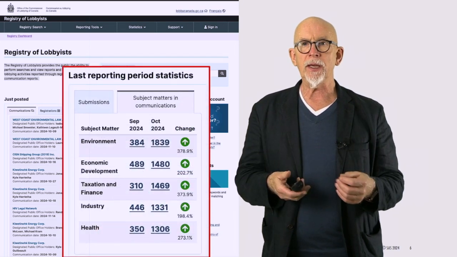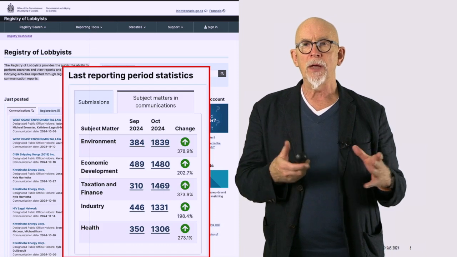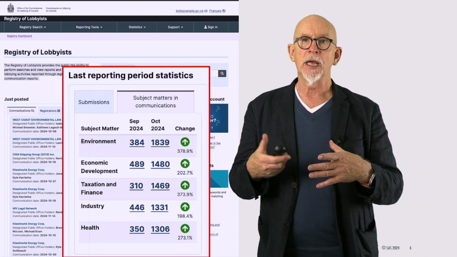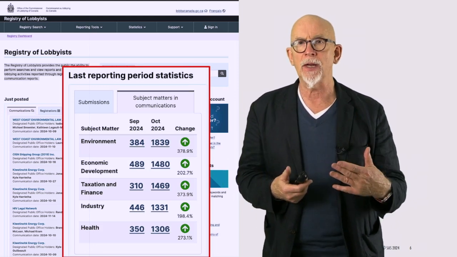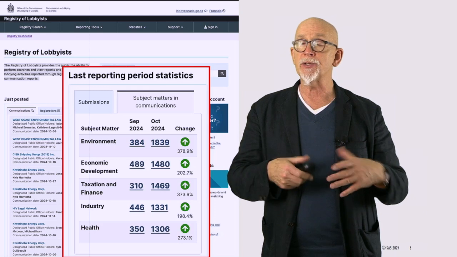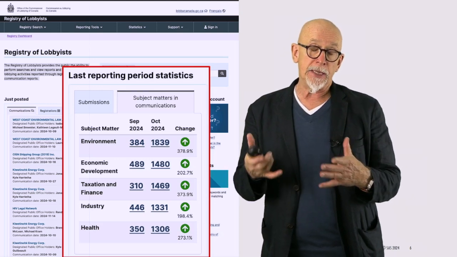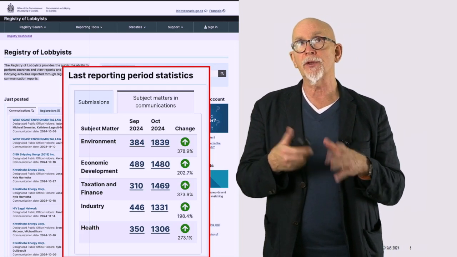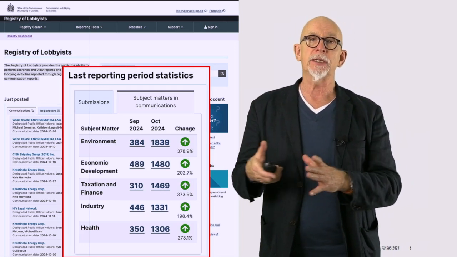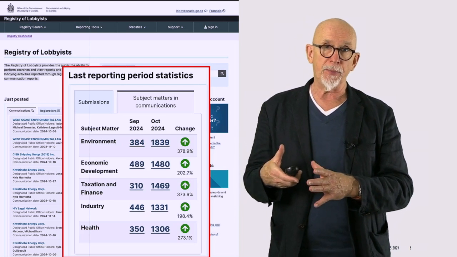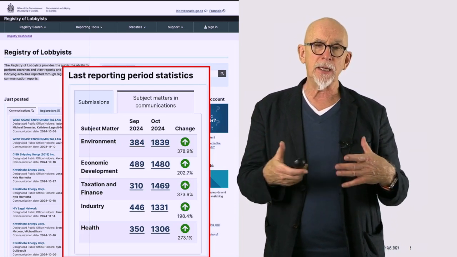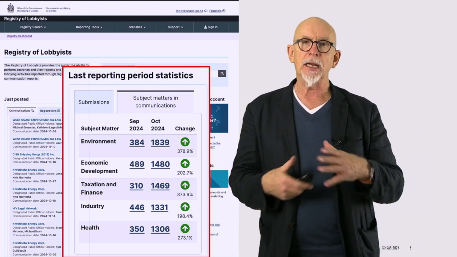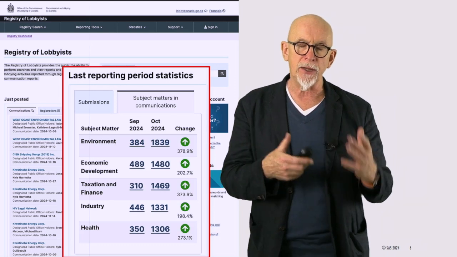But there's an interesting graphic here. You see in September 2024, the percentage increase in the number of lobbying interactions that took place around the environment, around economic development, around taxation and finance, around industry on a wide-based basis, and also around health. And potentially you can discern that the reason for these increases is largely because there was an American presidential election happening. And so companies are concerned that based on the outcome of the American election, whether it goes Republican or Democrat, it'll have an impact on the relationships between the US and Canada.